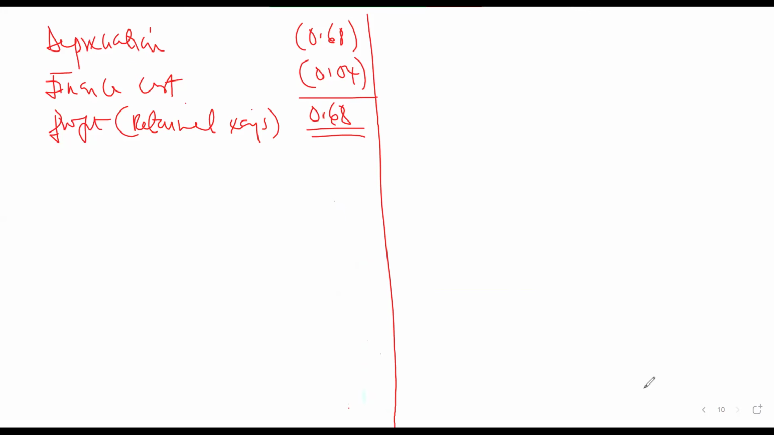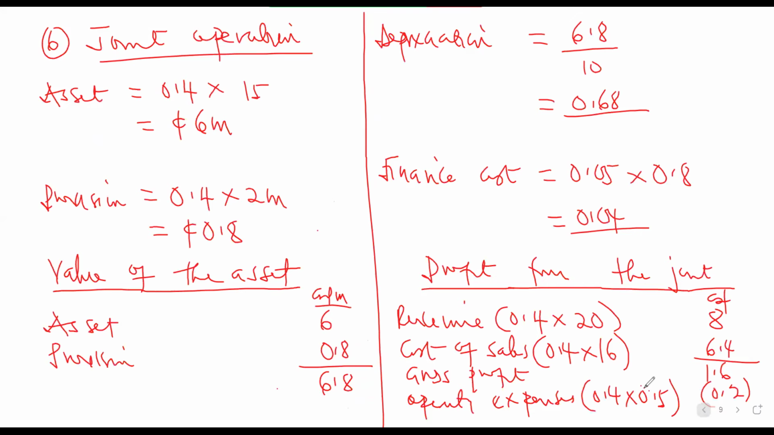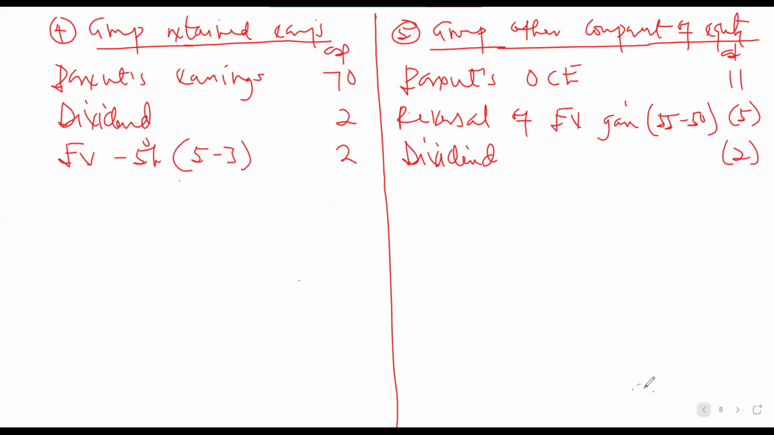So what we do over here is that this particular profit should be sent to their group retained earnings. So you have the joint operation, to be working 6. So that will be 0.68. Okay. Let's go to the other side of the question now.